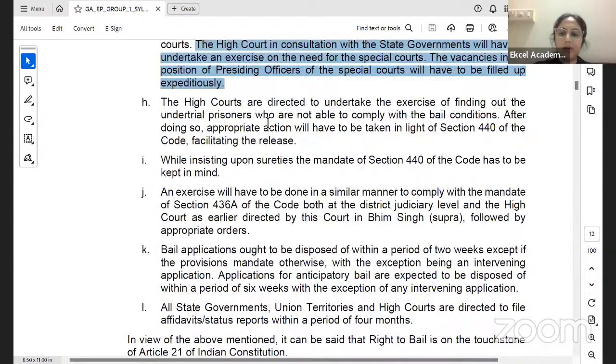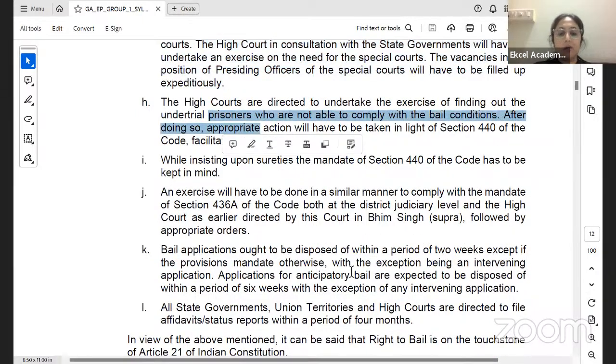Then high courts are directed to undertake the exercise of finding out the under trial prisoners who are not able to comply with the bail condition. After doing so, appropriate action will have to be taken in the light of section 440. So that means if a person is not in a position to give the amount of deposit and take a bail, you have to consider them. Section 440 talks about reduction in the bail amount, the amount of bond and reduction. So you have to consider section 440, and if any discount or reduction you can give, that you can give, and then grant them the bail.